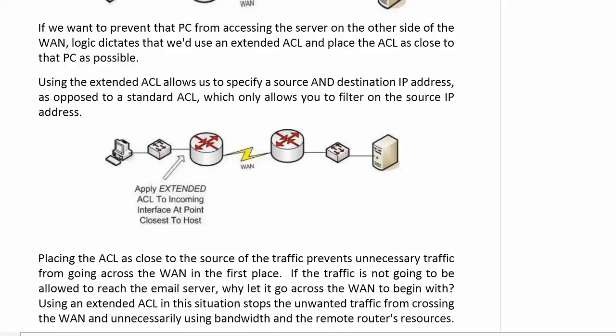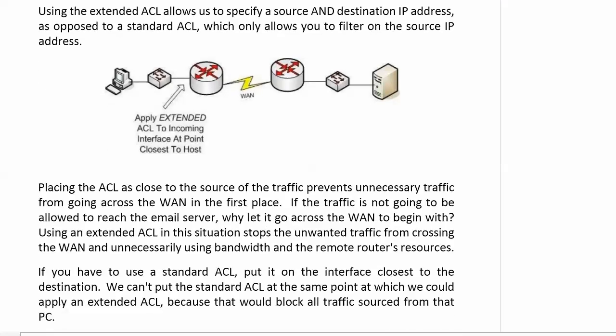And placing the ACL as close to the source of the traffic prevents unnecessary traffic from going across the WAN, but in any network, it just prevents it from being handled when it can't get to its final destination anyway. In this situation, if you don't want the traffic going to that server, why let it go across the WAN to begin with and then kill it on the other side? Using an extended ACL here stops the unwanted traffic from crossing the WAN and unnecessarily using bandwidth and the remote router's resources. If you have to use a standard ACL, you need to put it on the interface closest to the destination. And this is where the confusion used to come in.